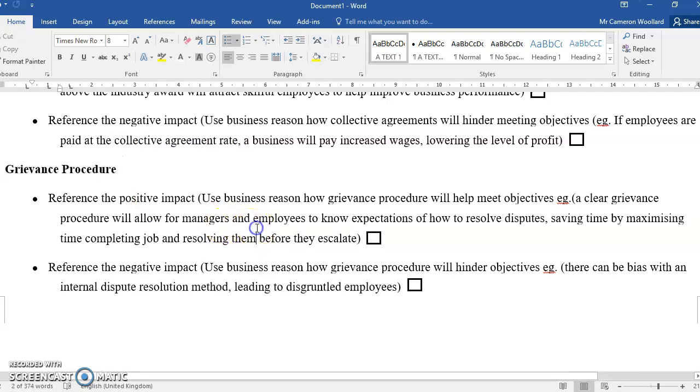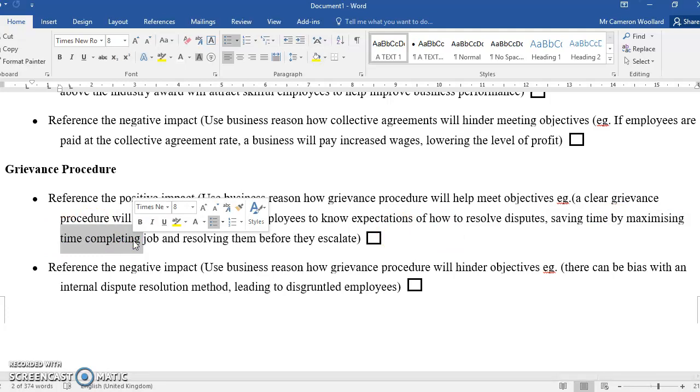How is it going to help us? First of all, you need to make sure that it's going to help set clear expectations of what is expected when we're going to resolve a dispute. If that is clear and easy, as you can see here, it's going to save us time. When we save time, that results in more time completing your work. When people spend more time completing their work, the job gets done quicker, we make more money. Okay, that's a great thing.